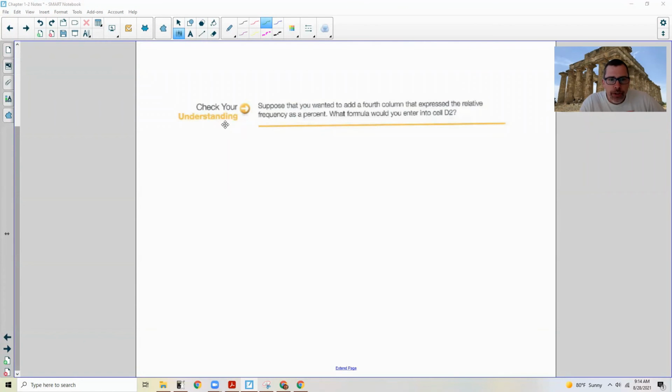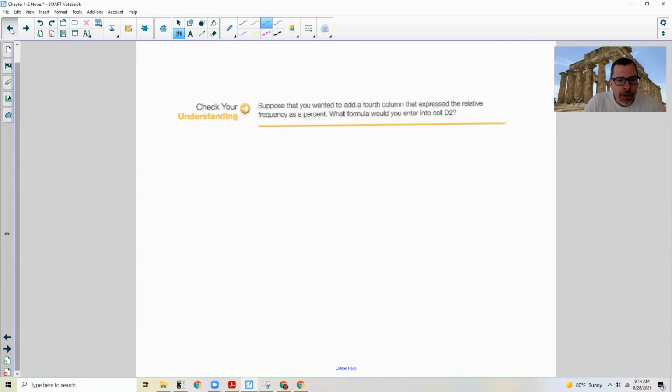Okay, now it's your turn. Check your understanding. Pause the video, see if you can do this. Come back and see how you did. Okay, so assuming you did that, it says, suppose that you wanted to add a 4th column that expressed the relative frequency as a percent. What formula would you enter into cell D2?